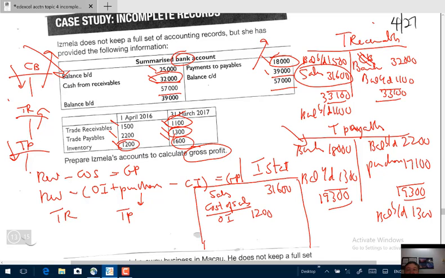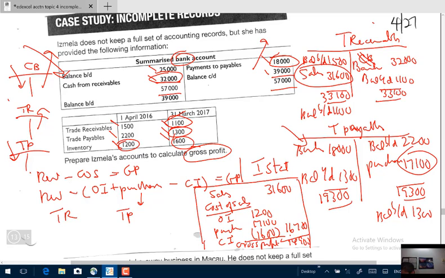1,200. The purchases figure is here, 17,100. Purchases 17,100. Closing inventory is 1,600. Closing inventory. So opening plus purchases less closing. Your cost of sales is 16,700. So remember, sales minus cost of sales will give you 14,900, and this is called gross profit.